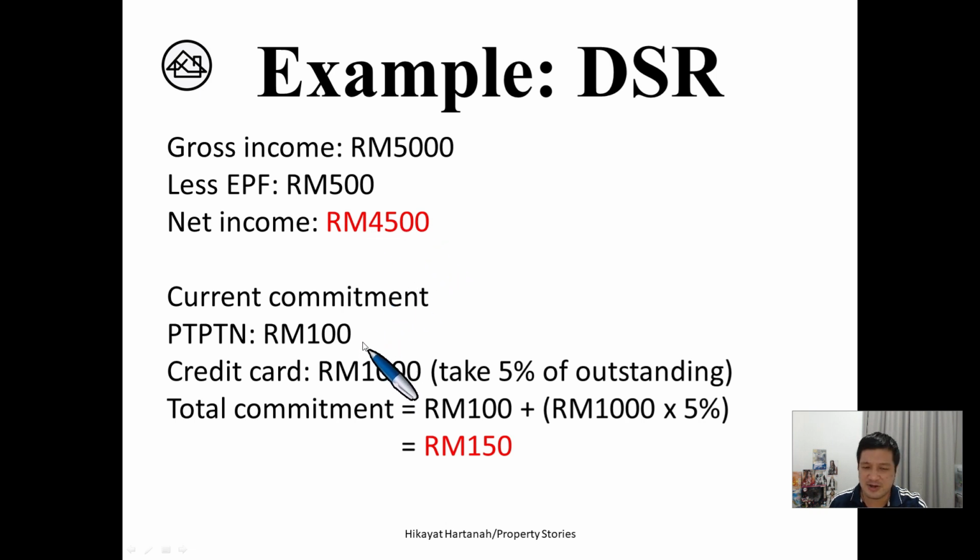Assuming this person has not much commitment: 100 PTPTN, and credit card with 1,000 outstanding balance. So you take 5% of the outstanding. This is how you count the total commitment: 100 ringgit plus this 1,000 times 5%. So 1,000 times 5% is how much? 50 ringgit. 1,000 times 5% plus 100 ringgit will be 150 ringgit.